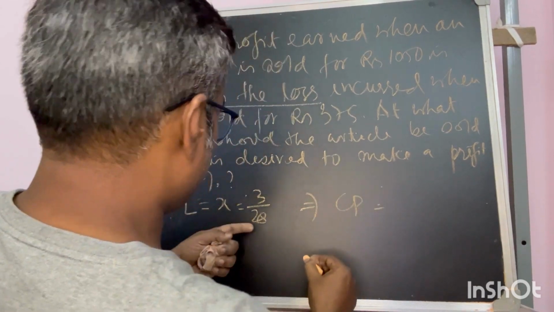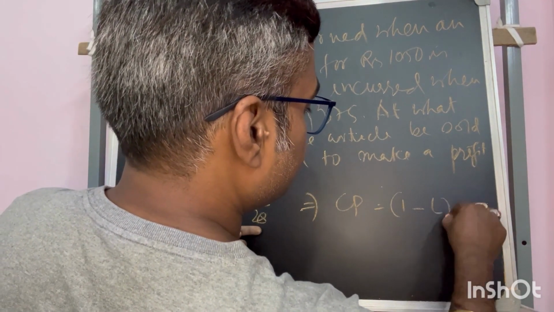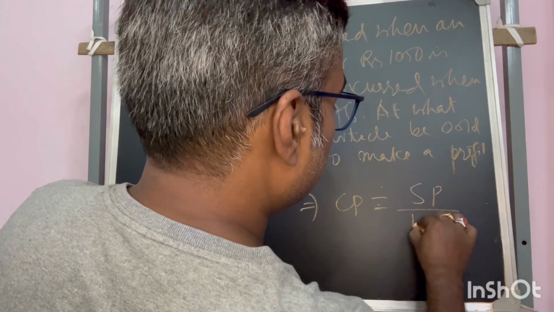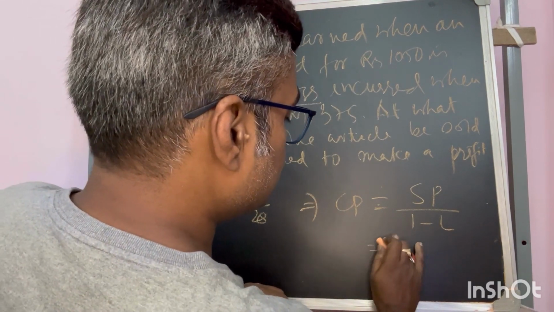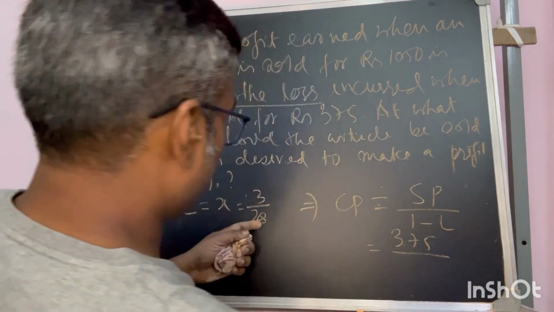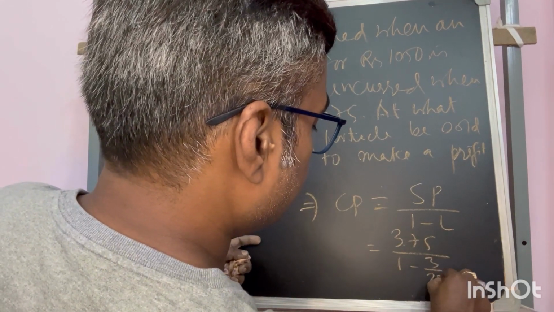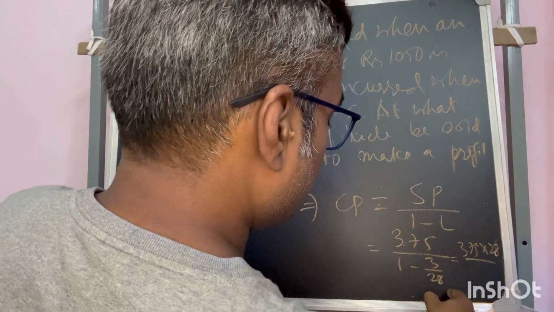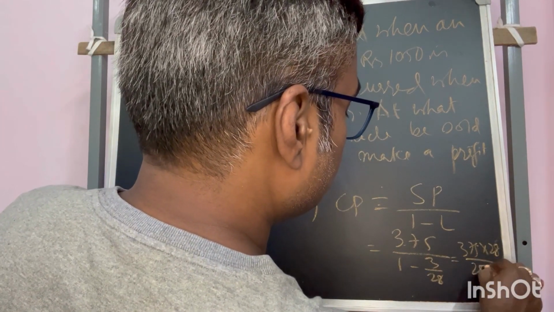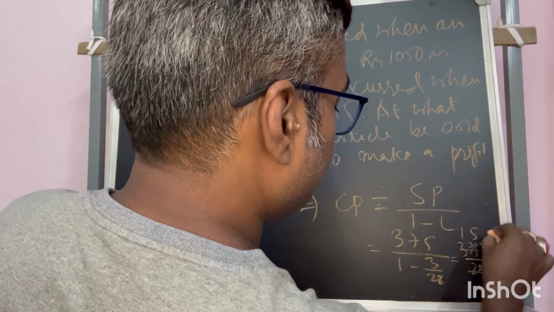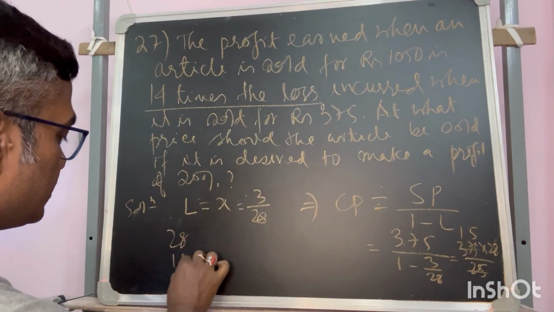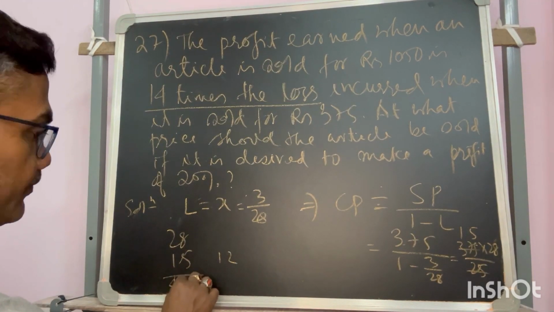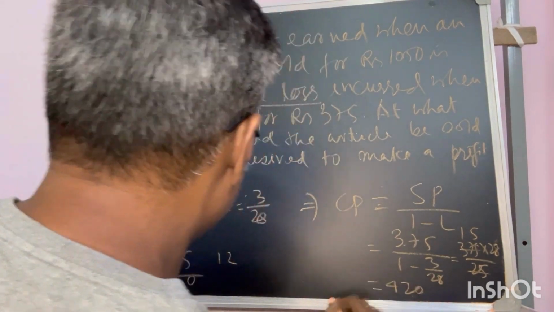The cost price, I will take the easiest one, when it is a loss, so that will be SP upon 1 minus loss. So SP is 375 upon 1 minus 3 by 28, so that is equal to 375 into 28 over 28 minus 3, that is 25. If we calculate it, it will be 15, 15 into 28, which is 420. So this will be the cost price.